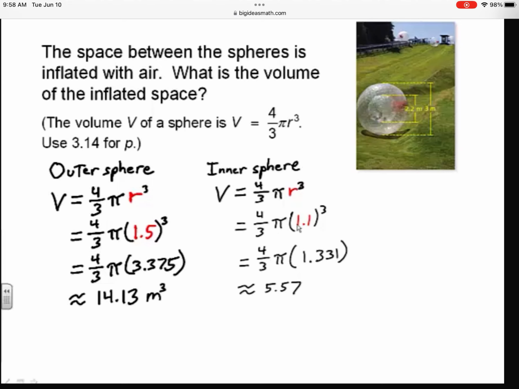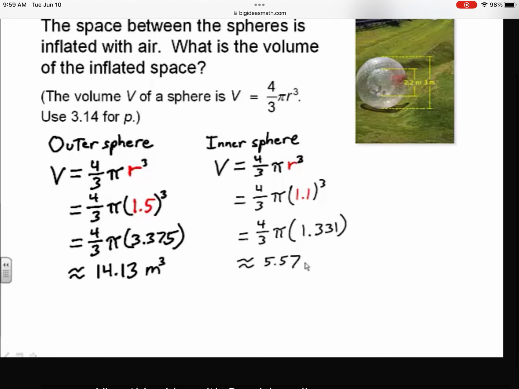Here's what you should have. When you substitute for the radius, it should be half of 2 2/10 meters, so it should be 1 1/10 meter. Then you should evaluate 1 1/10 to the third power, and you'll get 1 and 331 thousandths. Now you can evaluate 4/3 pi times 1 and 331 thousandths, and when you substitute 3 and 14 hundredths for pi, your answer will be approximate, and you get 5 and 57 hundredths.